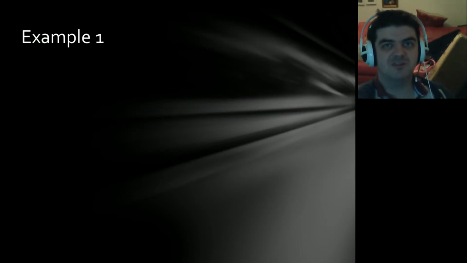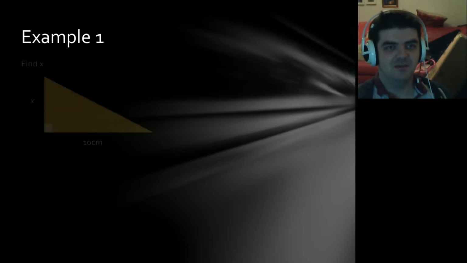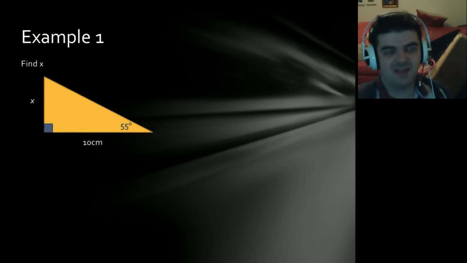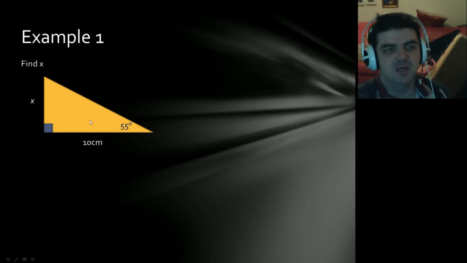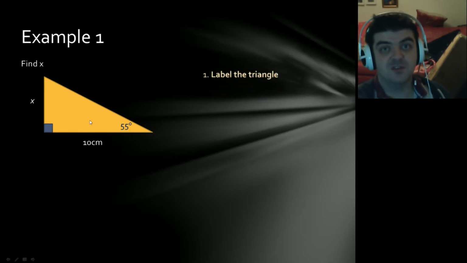So let's look at an example. We have a right angle triangle like this, and we have to find x. I'll look at a quick overview of the triangle. We've got our angle down here, we know this side, and we want to find the length of this side up here. So first thing to do is label the triangle the same way that we did beforehand.